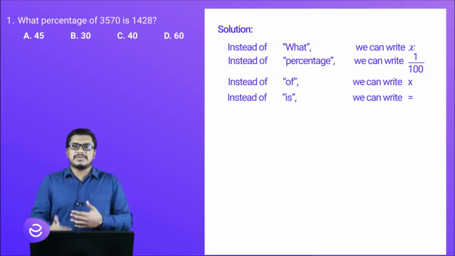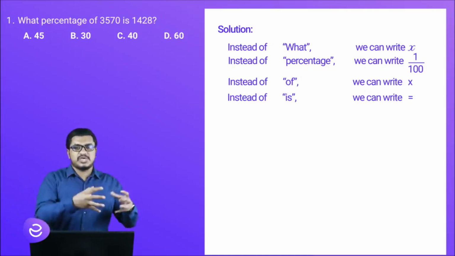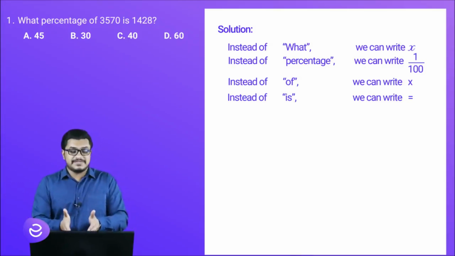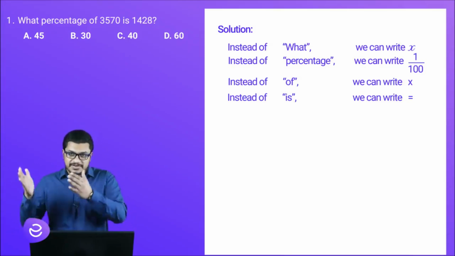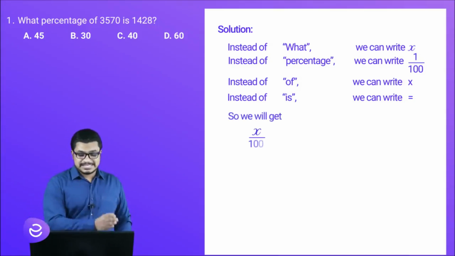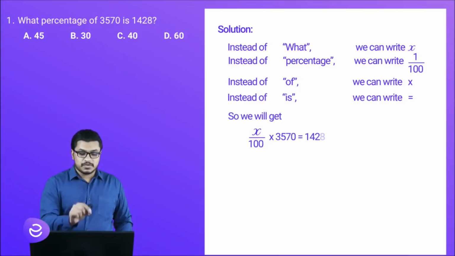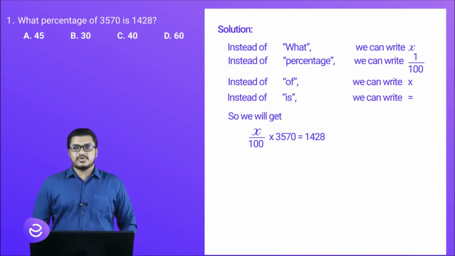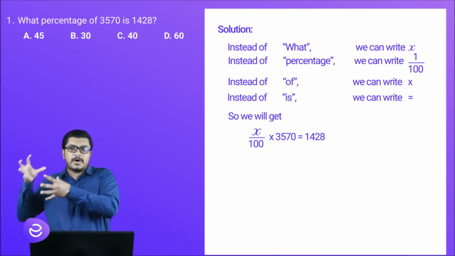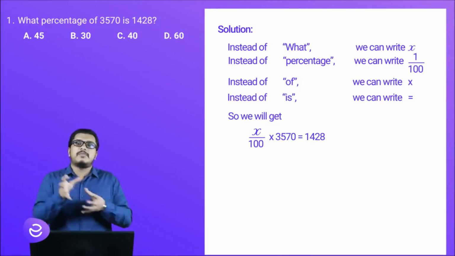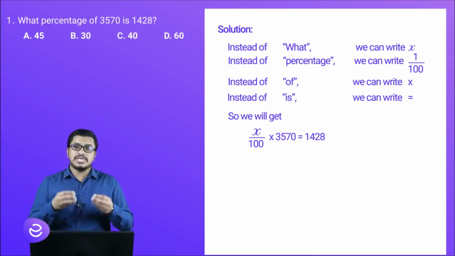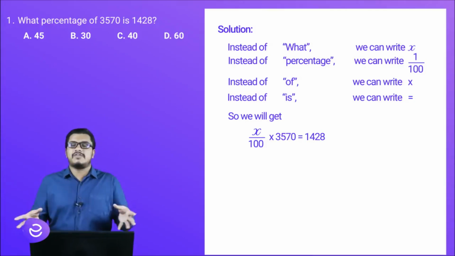So this is an easy method to convert a sentence into an equation, a sentence into numerical form. So what percentage of 3570 is 1428? When we use these symbols, we can convert it into x by 100 into 3570 equals 1428. So with a simple method, we transformed a sentence into an equation. Now we have x by 100 into 3570 equals 1428. So it is very solvable by anyone.